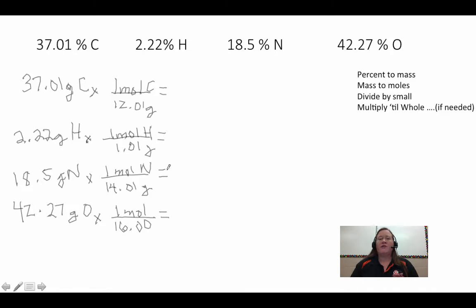So, the answer to the first one is 3.082 moles. And the answer to the next one, when I take 2.22 times 1 divided by 1.01, is, I'm looking at the board right now for a reference, 2.20 moles. 18.5 divided by 14.01 is 1.32 moles. 42.27 divided by 16 is 2.642 moles. One thing I want you to notice is that at this stage, I kept the same number of significant figures as what was in my original calculation.